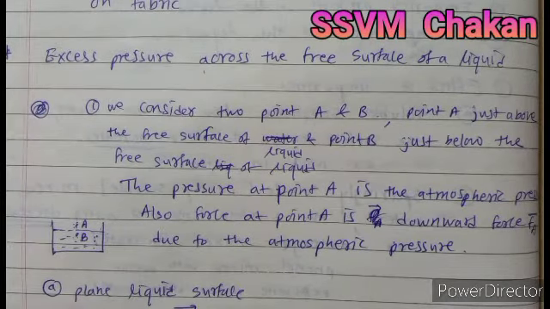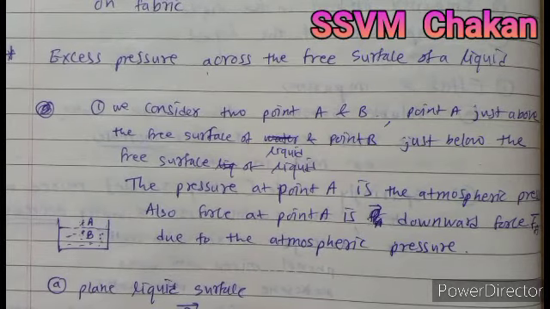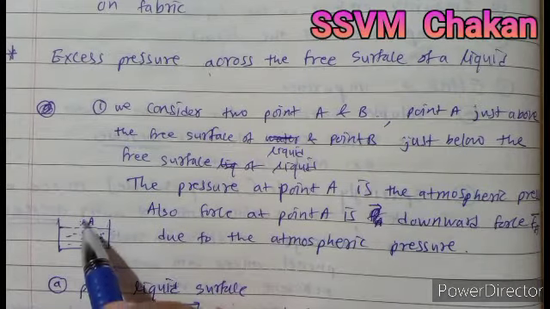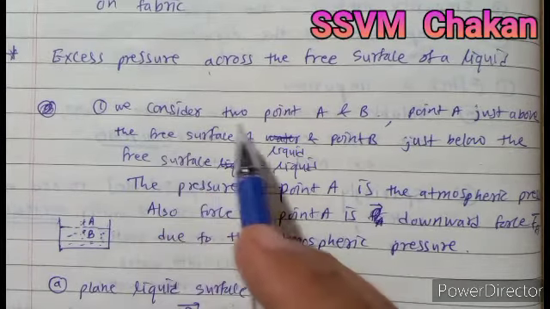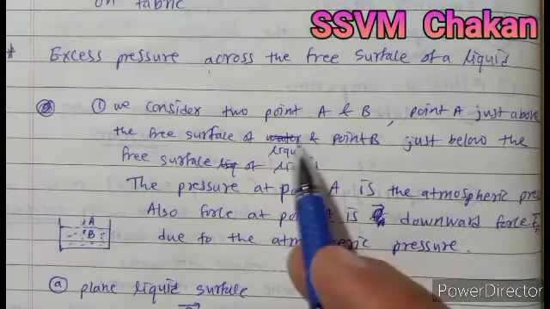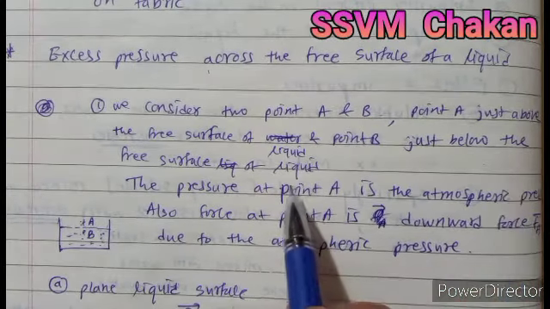This is because of the pressure near the free surface of liquid and the pressure present above the free surface of a liquid. We consider two points near the free surface of a liquid, one just above the free surface and one just below the free surface of a liquid. Consider two points A and B. Point A is just above the free surface of liquid and point B just below the free surface of a liquid.